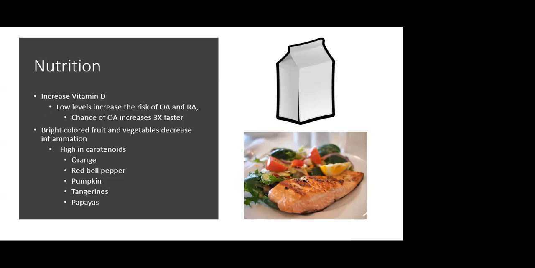Brightly colored fruits and vegetables that are high in carotenoids, such as orange bell pepper, pumpkins, tangerines, and papaya, have been shown to decrease inflammation, which is beneficial for your overall health. Also, weight loss reduces stress on your bones. So one interesting fact that I found was that about 1 pound of body weight reduces the load on your knees by approximately 4 pounds.